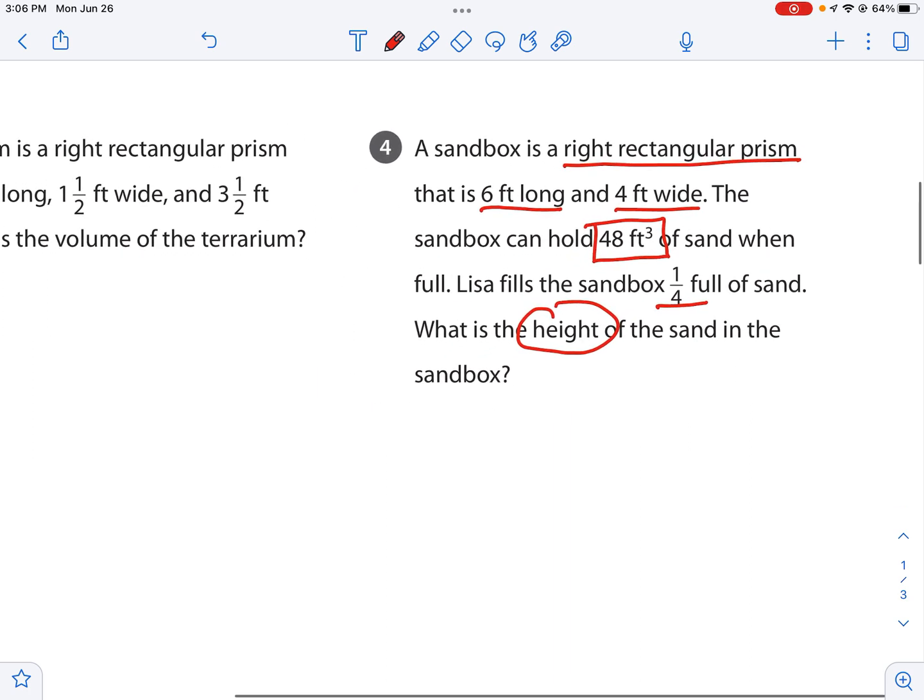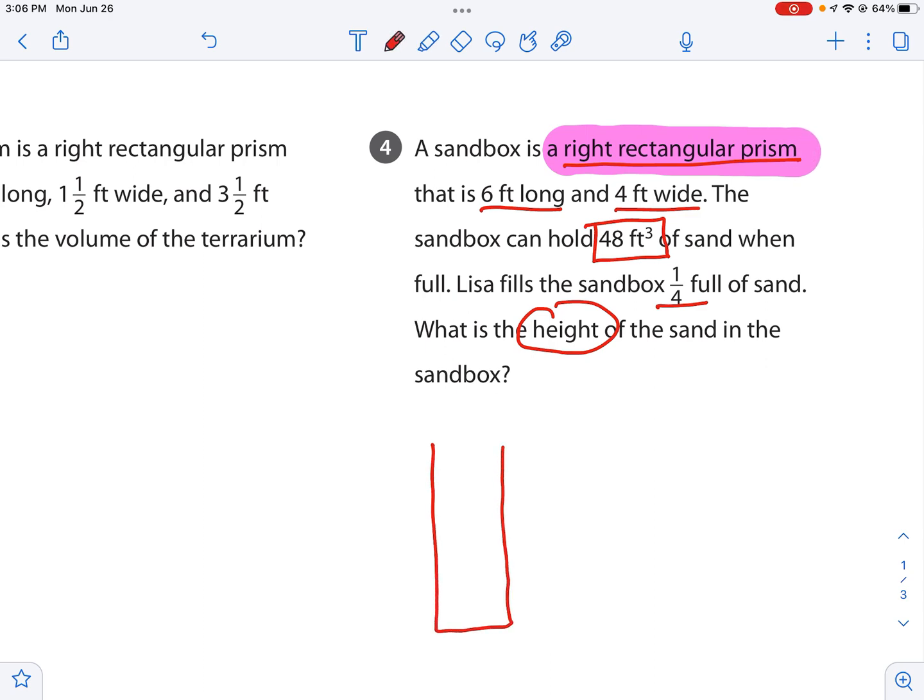Okay, I'm going to read it again, but I'm going to start labeling and drawing some things to go with it. Okay, so it says a sandbox is a right rectangular prism. So I'm going to draw a right rectangular prism. Instead of trying to imagine what's going on in the problem in my head, it's much easier if you just draw it out. So here's my right rectangular prism. Okay, so I got that. Have it 6 feet long and 4 feet wide.